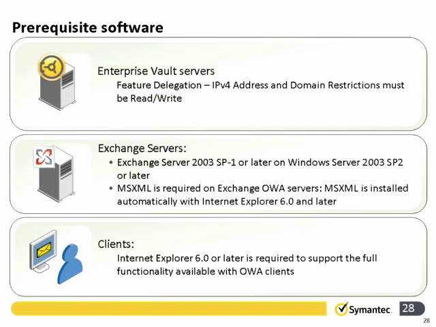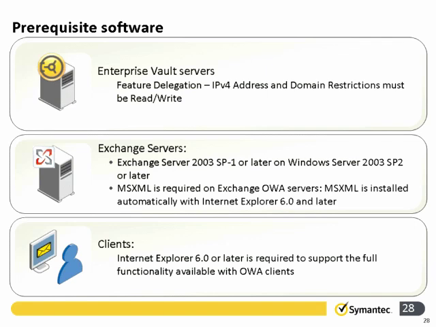I have to make sure that on the Windows 2008 Exchange servers I've gone through IIS, the Internet Information Services role, and gone to the feature delegation section and made sure it has been configured to support both read and write. By default, feature delegation is only set up for read, for the IPv4 address and domain restrictions.